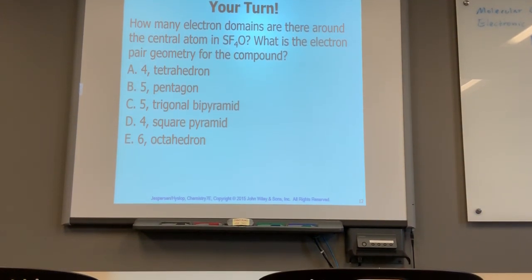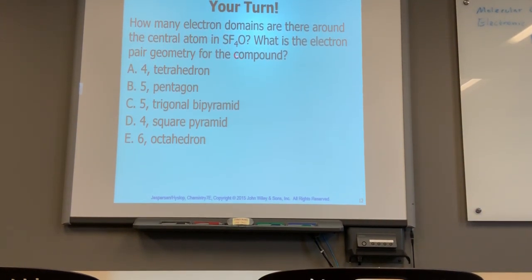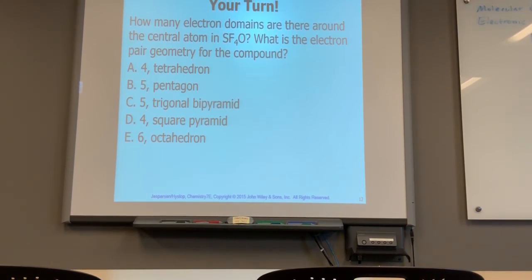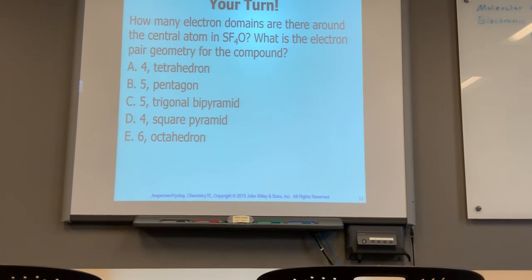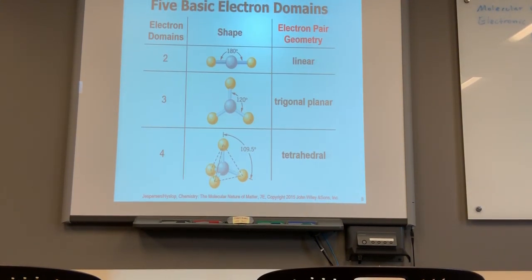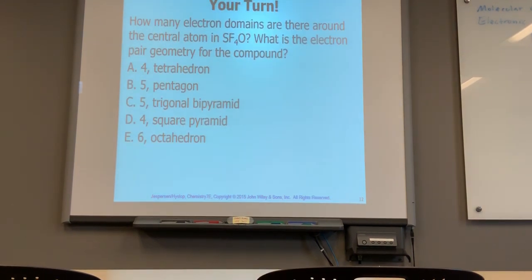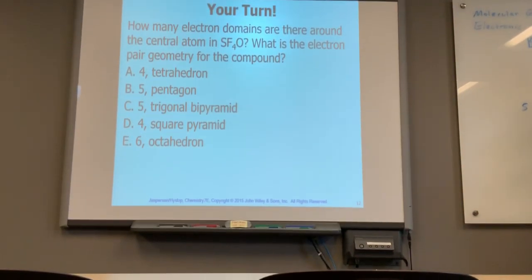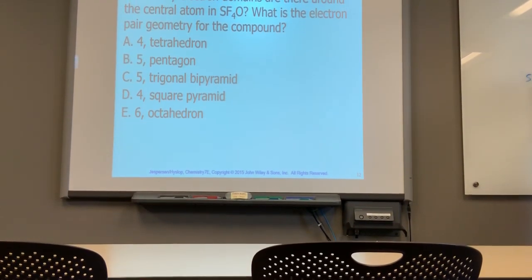What is this? What do you guys think? First of all, what is the central atom? Yeah, sulfur. What's the electron pair geometry for the compound? Electron pair geometry is going to use this chart, and it's going to be bonds plus lone pairs, and you just think of the lines around it. So first you have to draw the Lewis structure. What does it look like? Fluorines have to be singly bonded, right? Yeah.